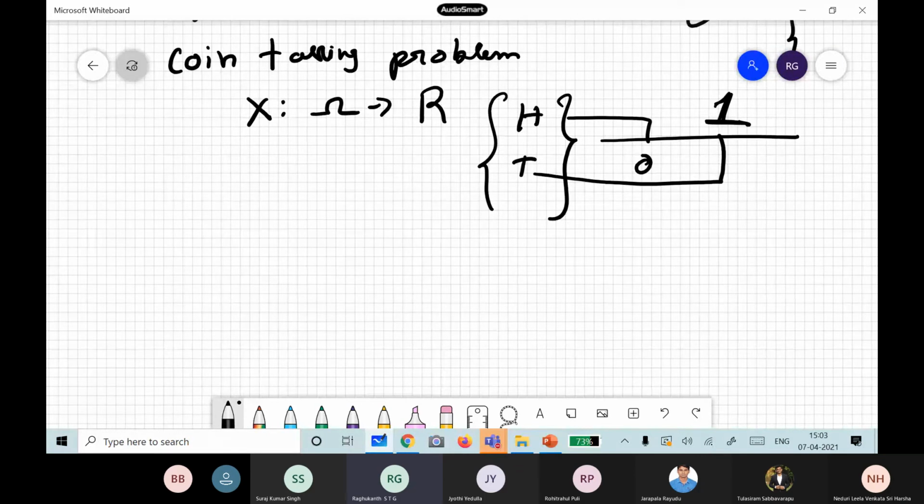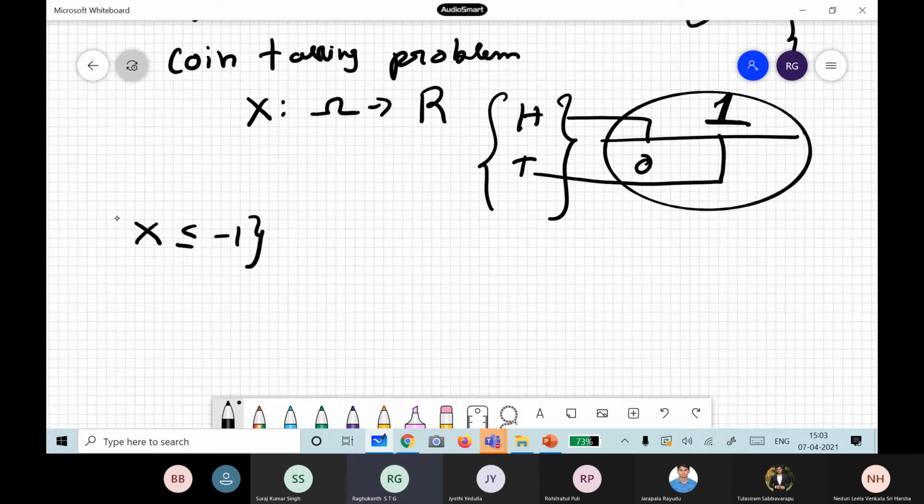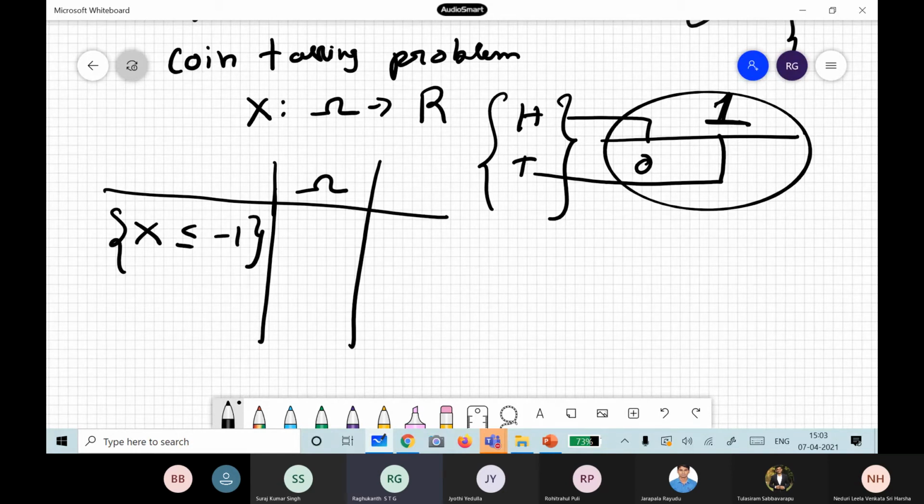The advantage is like this. Now it has been transformed to the real line. So now if I define x less than or equal to -1, what is in the sample space? Head has been mapped to 0, tail has been mapped to 1. When x is less than or equal to -1, what is the value you are having? What is the equivalent in the sample space? Now I am asking, my random variable is less than or equal to -1. What is its analog in the sample space?